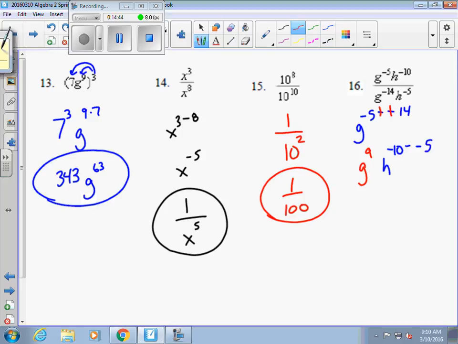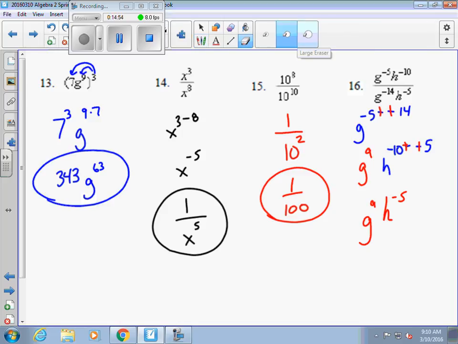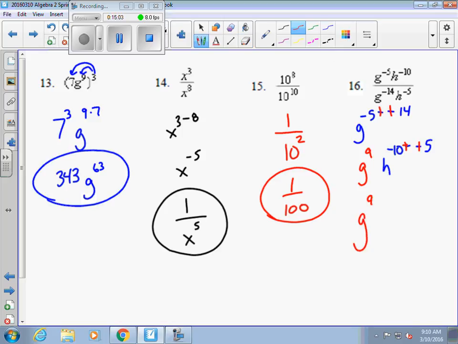Again, minus a negative means plus a positive. Negative 10 plus 5 leaves us with g to the ninth, h to the negative fifth. Remember, you cannot leave a negative exponent. Now I can't write and talk at the same time. G to the ninth, h to the negative fifth. You can't leave a negative exponent like negative 5.